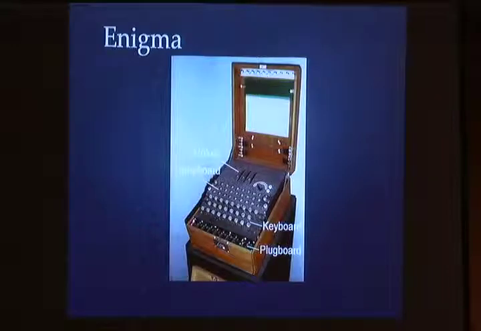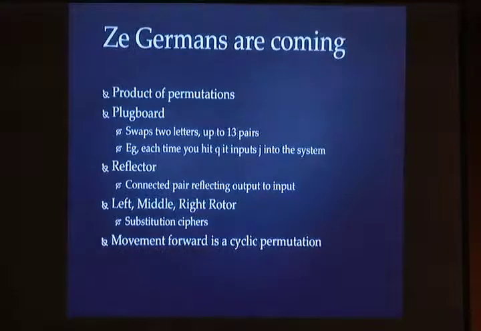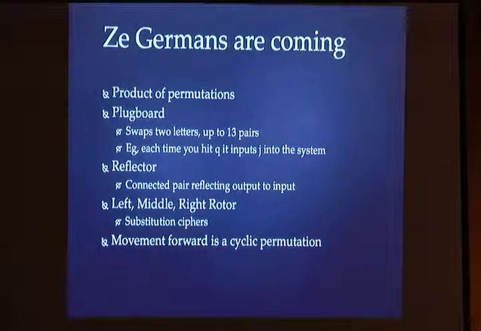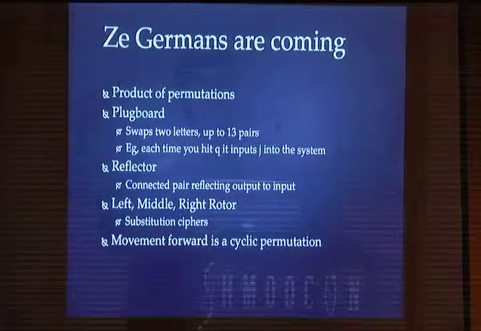So we went from about 100 AD to about 1500 AD, and now we're going to go up to 1940. Enigma. The Germans are coming. Enigma is what's called a product of permutations. A product of permutations basically says I have a bunch of things mapping A to B, A to B, A to B. How do I combine them all together to figure these things out?